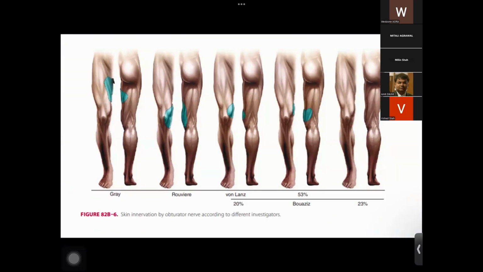This is the cutaneous supply of obturator nerve. As you can see, there are a lot of variations. The most common one is just above the knee on the medial part, 53%. Sometimes it does not supply at all in case of 23%. Remaining patients or the population, you can see nothing near the knee, only the medial thigh is supplied. In some rare cases, it supplies only at the medial knee and nothing in the thigh.